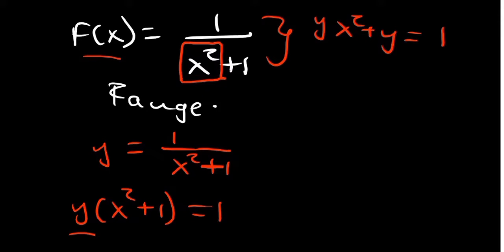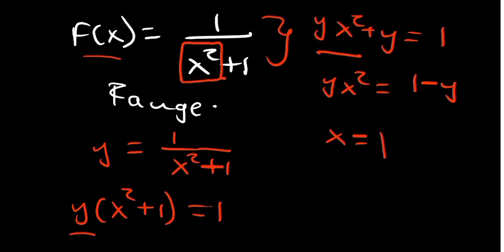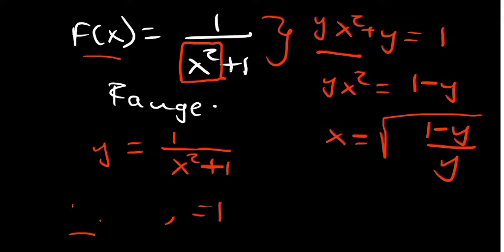So our goal is to make x the subject. So you remain with that on the left. You have 1 minus y, so you divide by y. And your x is going to be the root of 1 minus y over y. So we've come up with the inverse function in terms of y.